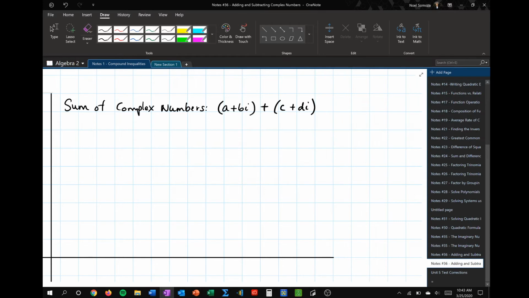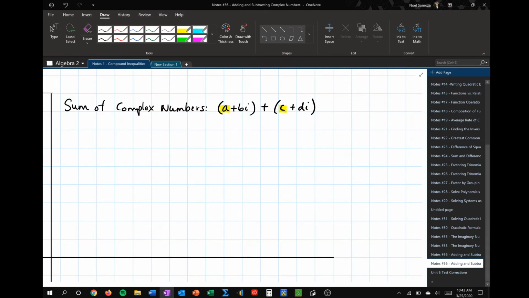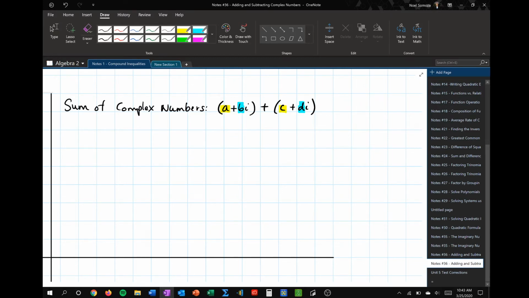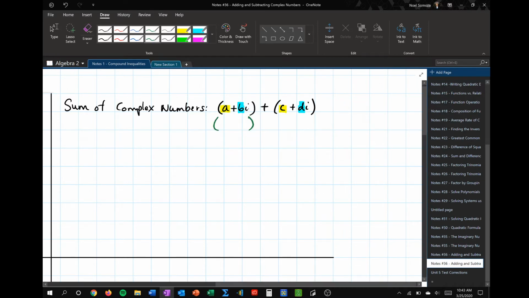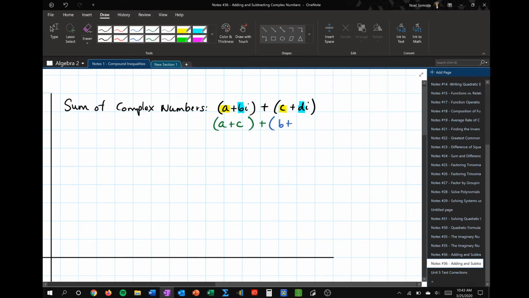Well, what you're allowed to do is add, because it's very much like combining like terms. You're allowed to add the real parts together, and you're also allowed to add the imaginary parts together. So if I'm real, I can add with real, and if I'm imaginary, I can add imaginary with imaginary. In this case, here's how it works. I can add a plus c together, plus I can also add the b plus the d together.